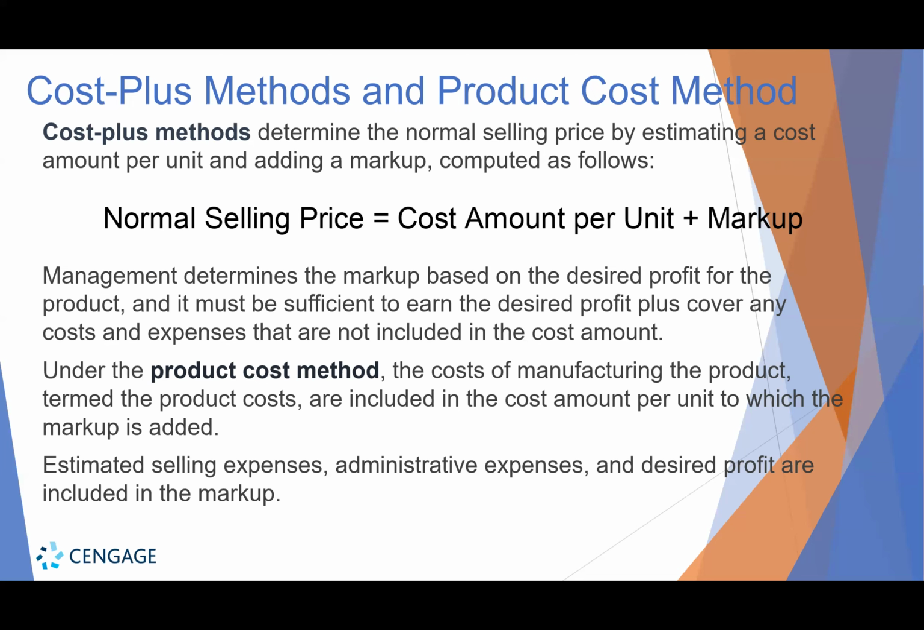So basically, they figure out what they want the profit to be, and it needs to cover all the costs. Under the product cost method, the cost of manufacturing the product, termed the product costs, are included in the cost amount per unit to which the markup is added. Estimated selling expenses, admin expenses, and desired profit all get included in the markup.